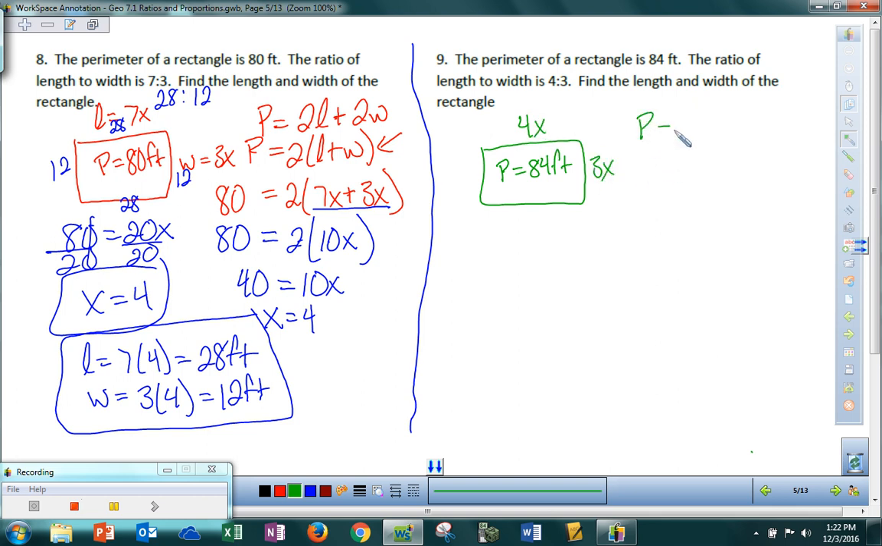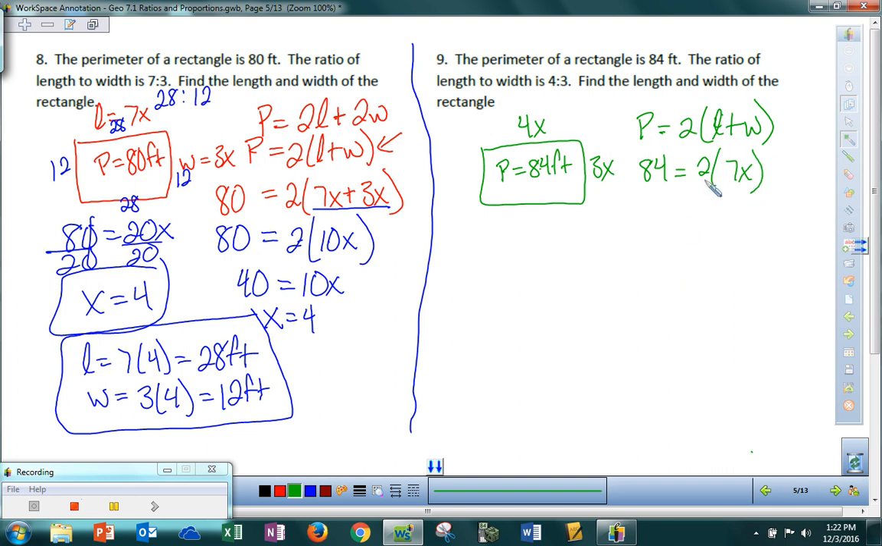Remember, perimeter, we can say 2 times the quantity of the length plus the width. And then fill in our numbers here. Well, the perimeter we were given is 84. And that's equal to 2 times the quantity of 4x plus 3x, which we can just call 7x.